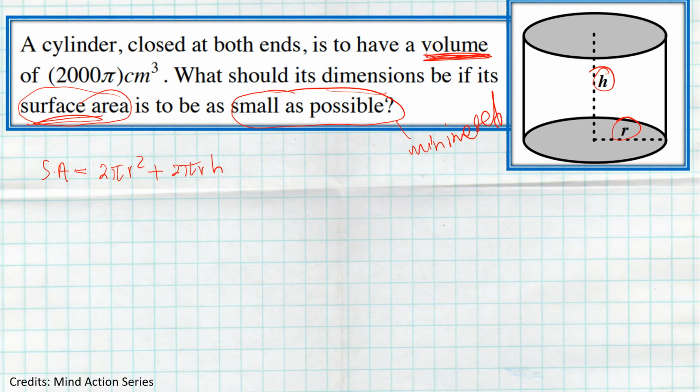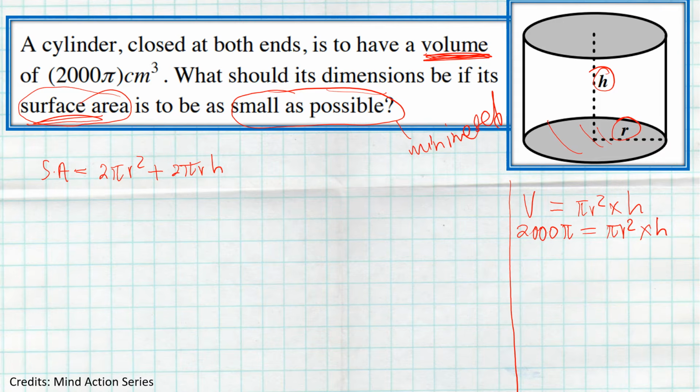The volume, right? So we can use this volume and express one variable in terms of the other, so that we can go back to our equation that we need to minimize and solve for those dimensions. All right, so we know that the volume is equal to the area of the base. Base is a circle, right? So which is pi r squared multiplied by what? By height, right? What is the volume? We are given that the volume is 2000 pi, which is equal to pi r squared multiplied by height.